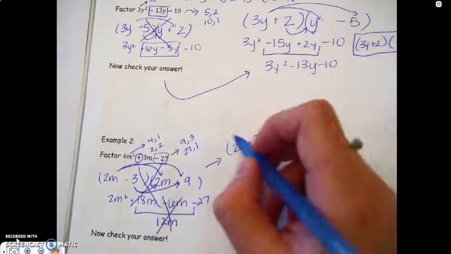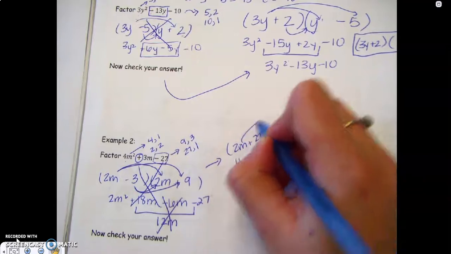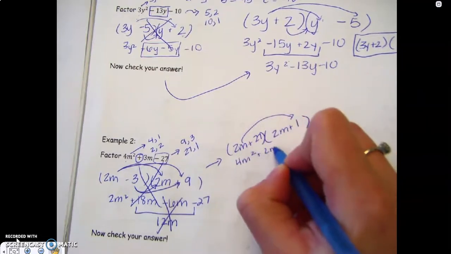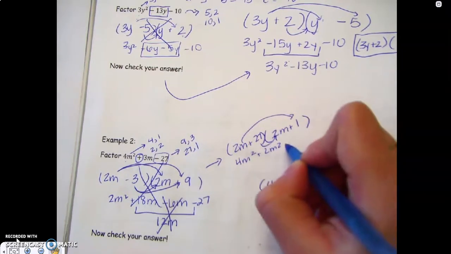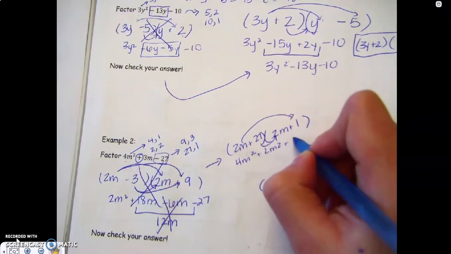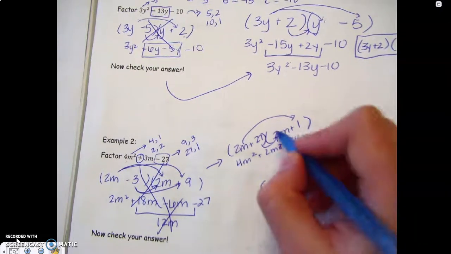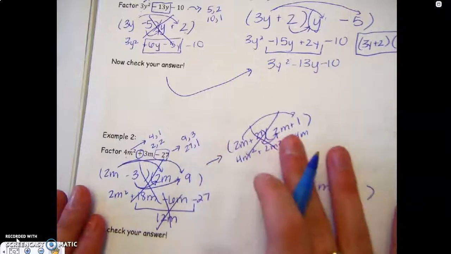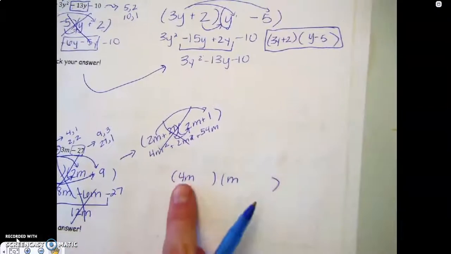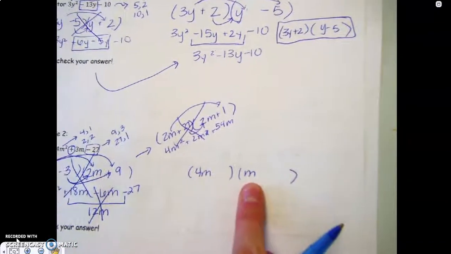2m times 2m is 4m squared. 2m times 1 is 2m. 27 times 2m is 54m. That's not going to work. So I know that my 2m's won't work. So I know that 4m and m have to be my pair there.